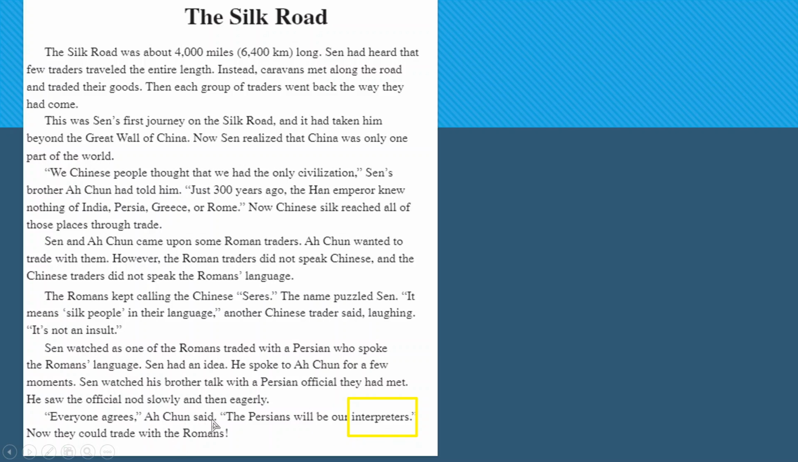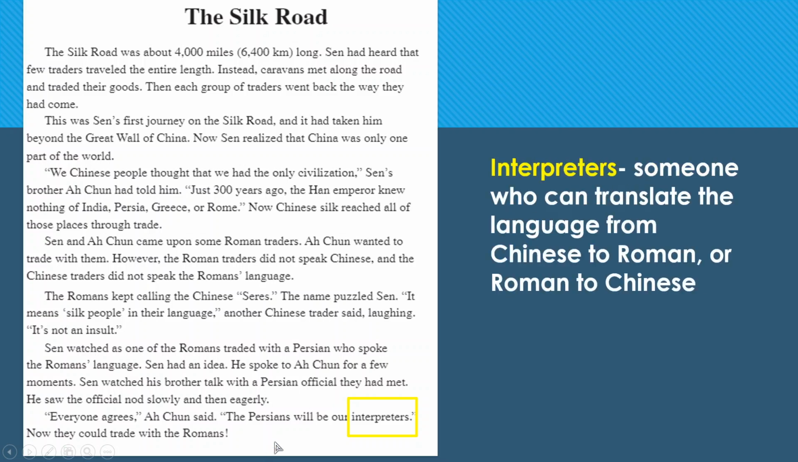Everyone agrees, Achun said, the Persians will be our interpreters. Now, they could trade with the Romans. So, we can see here before that Chinese people and Roman people, when they are trading silk and materials, they cannot understand each other. So the Persians will be our interpreters. So what's the meaning of interpreters? So interpreters, based on this one, now they could trade with Romans.